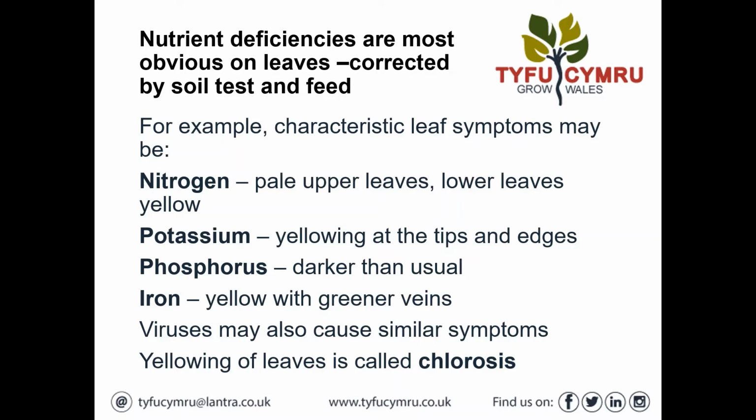Sometimes that might be corrected in commercial plants by increasing the feeding of the plants. Nutrient deficiencies are most obvious on the leaves, and they're corrected by soil tests and then feeding. For example, there are characteristic leaf symptoms. For nitrogen, it has pale upper leaves and the lower leaves are yellow, or potassium shows yellowing at the tips and the edges of the leaves. A phosphorus deficiency would mean that the leaves are darker than usual, whilst iron deficiency would cause a yellow leaf, but the veins would remain greener.